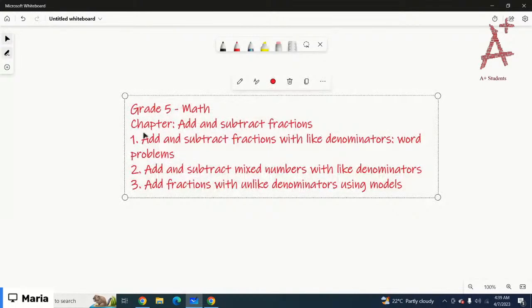So we are working on grade 5 maths. The chapter we're working on is add and subtract fractions. The lessons we have covered today are add and subtract fractions with like denominators, word problem. Then add and subtract mixed numbers with like denominators, and then add fractions with unlike denominators using model.